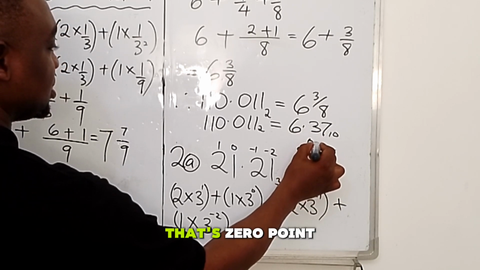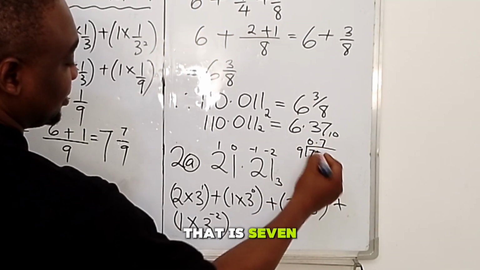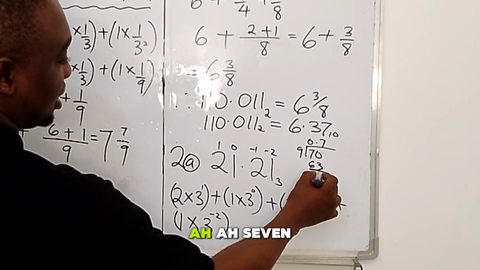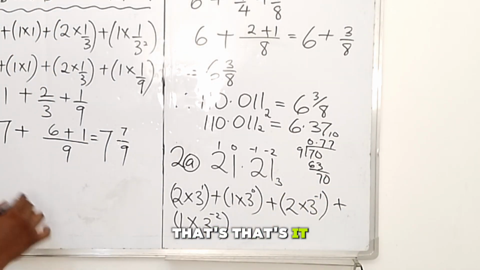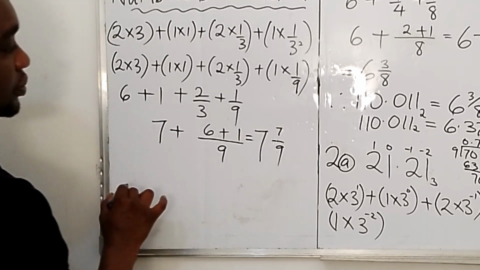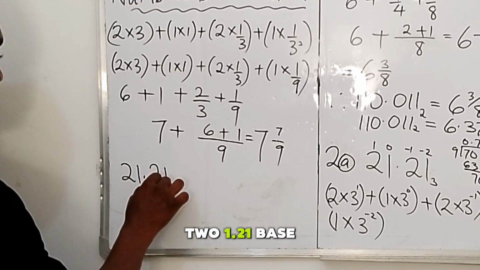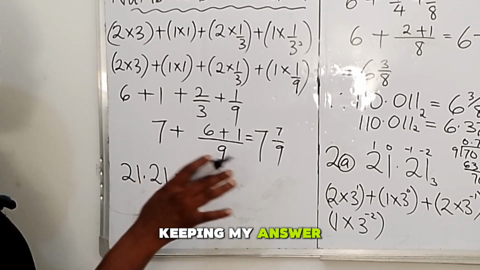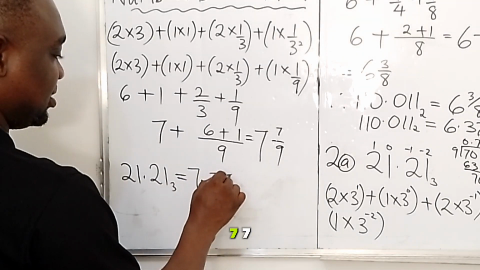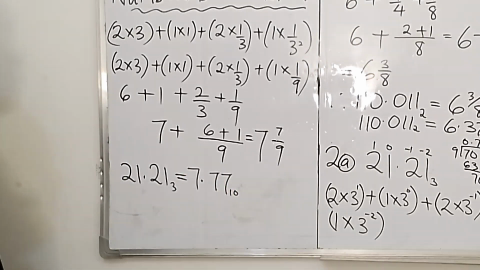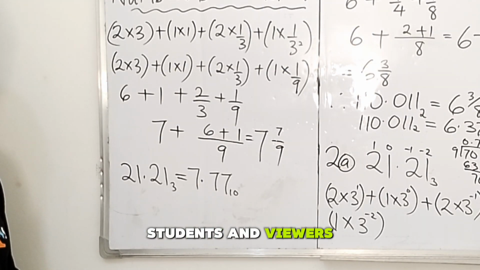9 into 7 cannot, that's 0 point. We have 70. 9 into 70, that is 7 times, which is 63. Another 7. Okay, 77. So that's it. So our 21.21 base 3, keeping my answer in decimal form, will be 7.77 base 10. That's what we have, my dear students and viewers.